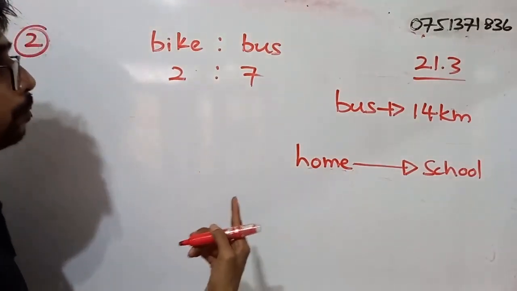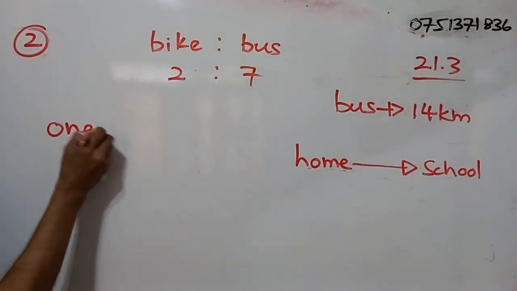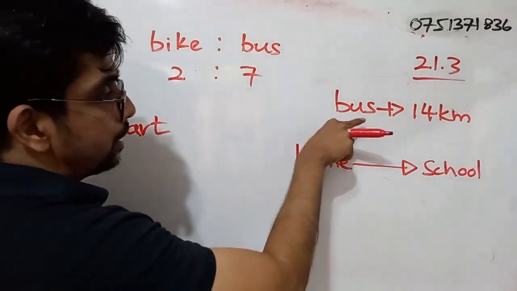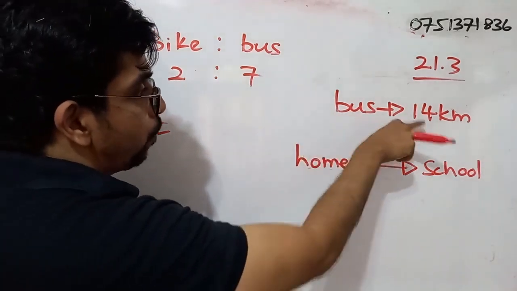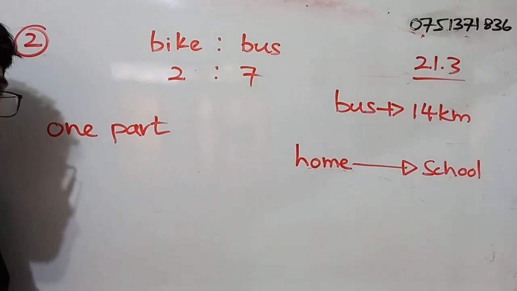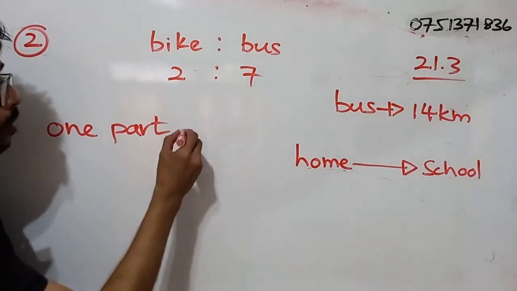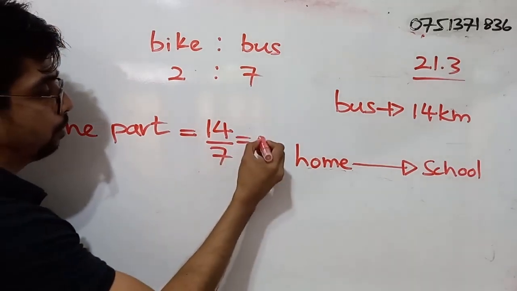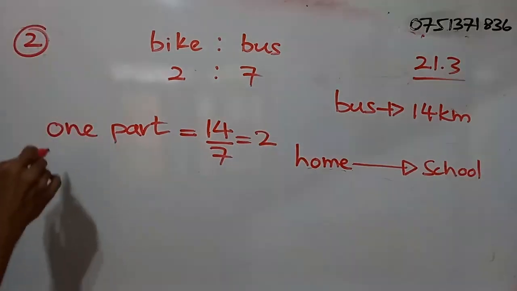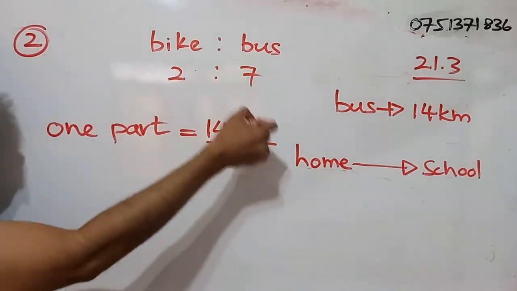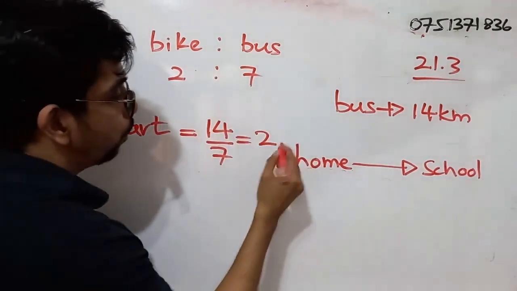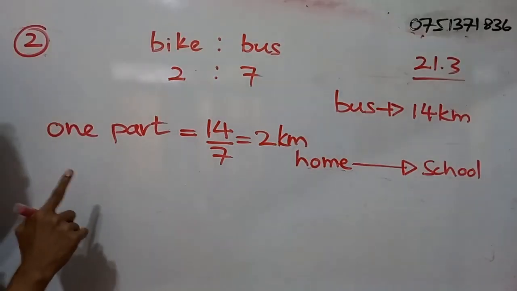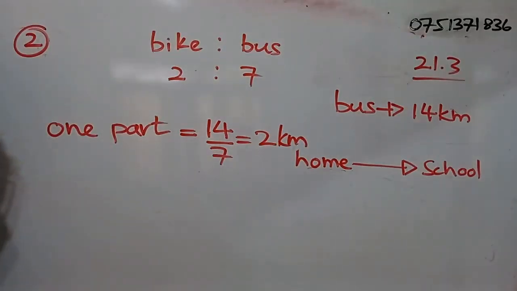How can we do it? The first thing is we can easily calculate the value of 1 part. The distance that he travels using the bus is 14 kilometers. From that, we can calculate the value of one part. What do we have to do? 14 we have to divide by 7. That will be 2. So one part is equal to 2 kilometers.